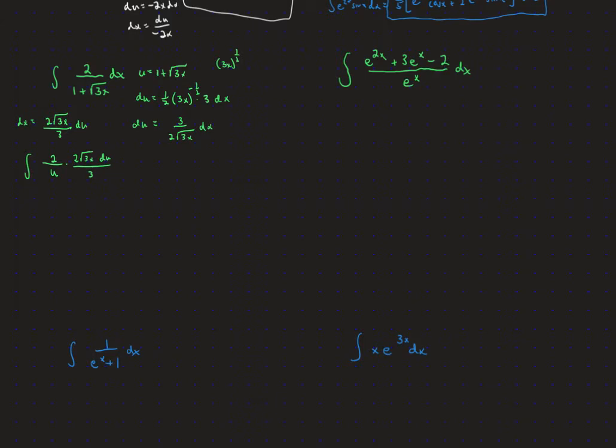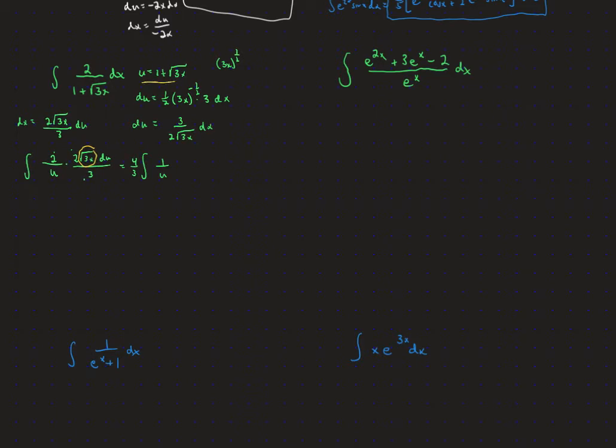Now we can't go on because we still have x's in there. Well, there's a lot of stuff in there. We're going to pull the constants. The 2 times 2 is 4 over 3. We're going to pull all of that outside the integral. And now we're going to try to figure out what to do with this square root of 3x.